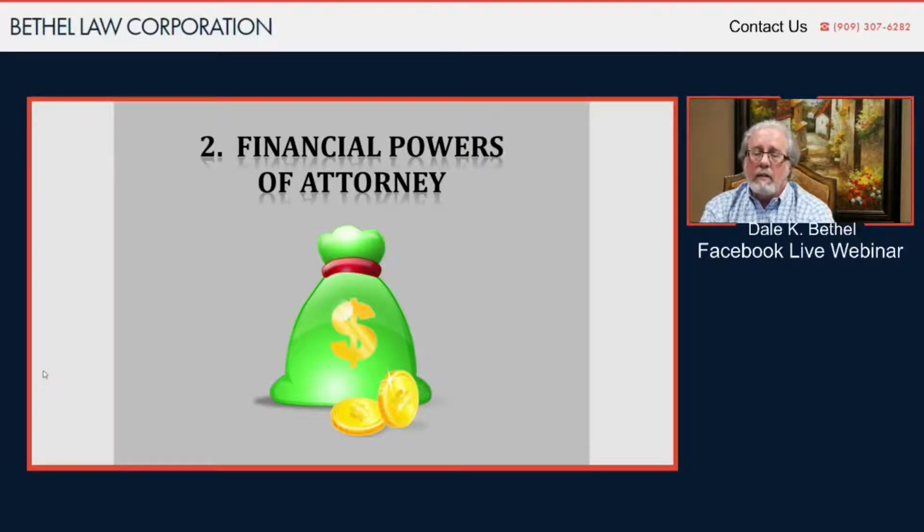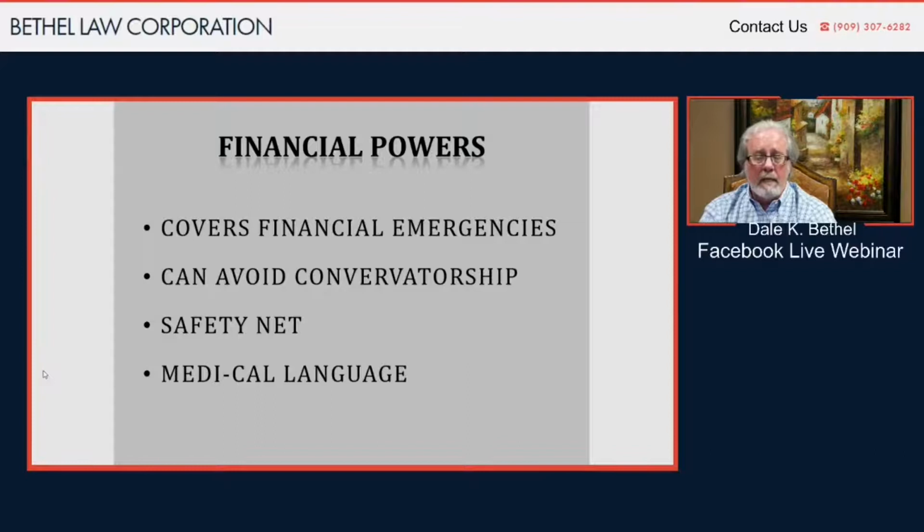The next document you're going to get is probably the most important document that you could have outside of the trust itself. It's your financial power of attorney. Now, banks are very picky about honoring these financial power of attorneys. They're very skeptical of them.